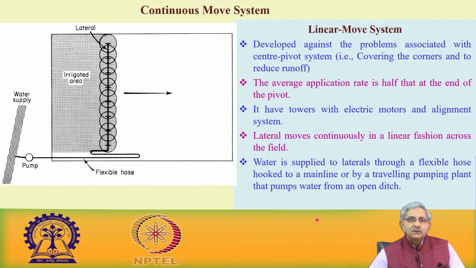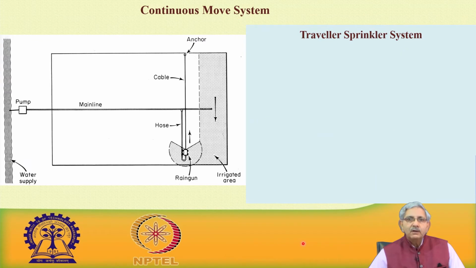The water is supplied to the lateral through a flexible hose hooked to the main line by a travelling pumping plant, and that pumps water from an open ditch, or it could be another source of water. This can be powered by a diesel engine or an electric motor if electric supply is available.